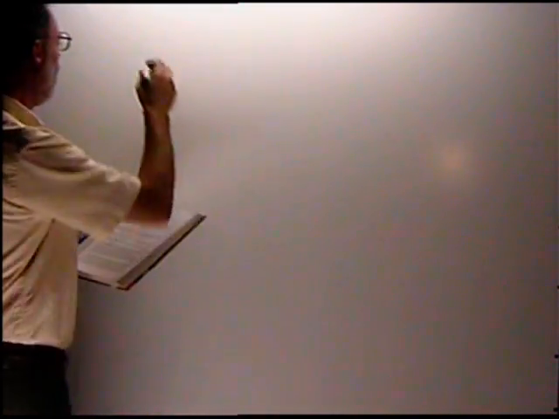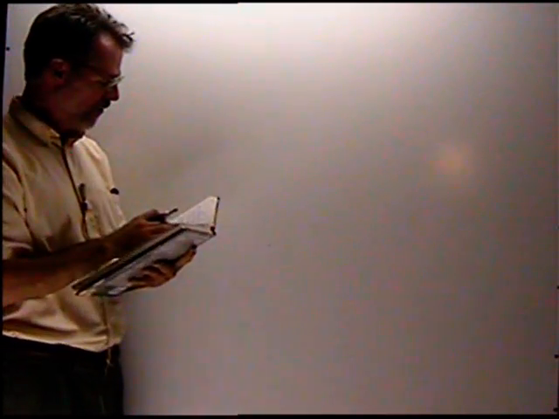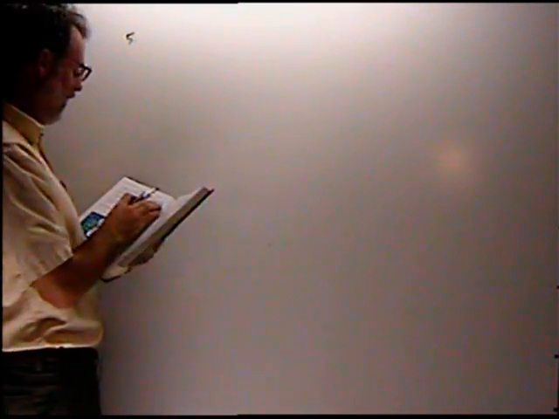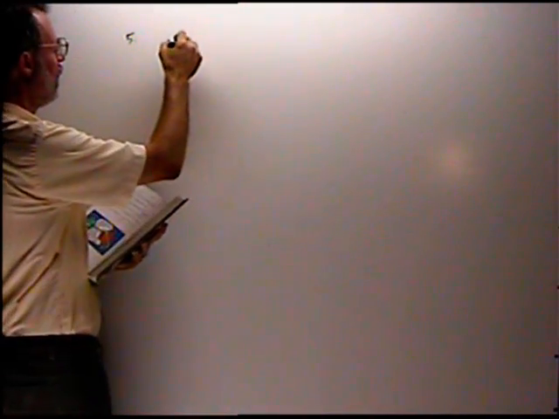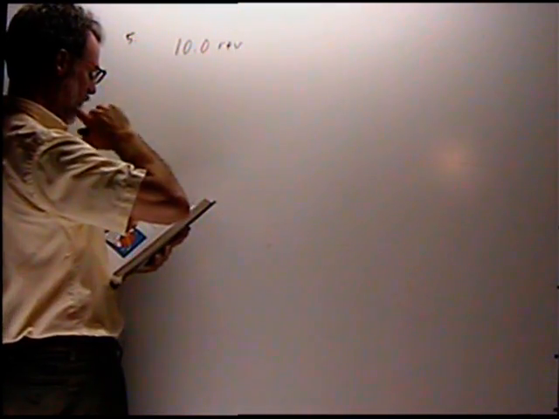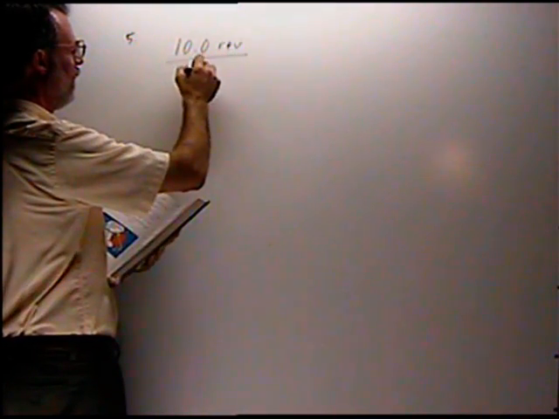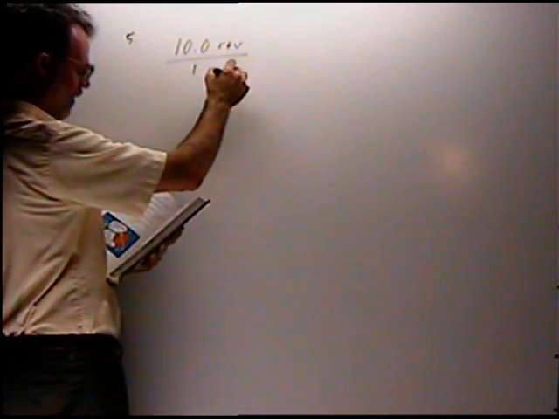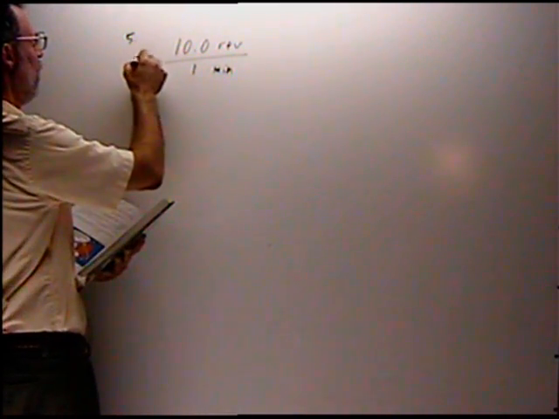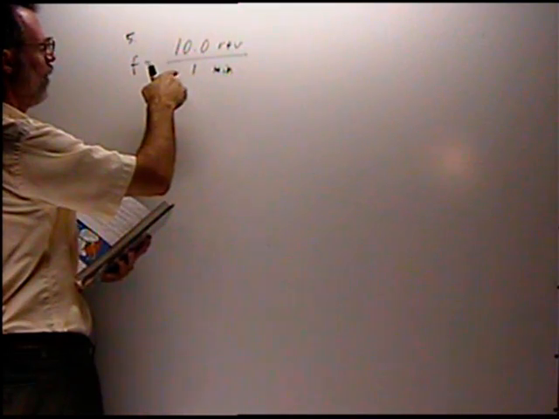Okay, number 5. A child watches his toy train move along a circular track. He finds out that the train makes 10 complete revolutions around the track every minute. The question is, what is the train's frequency? Well, frequency is the number of revolutions per minute.